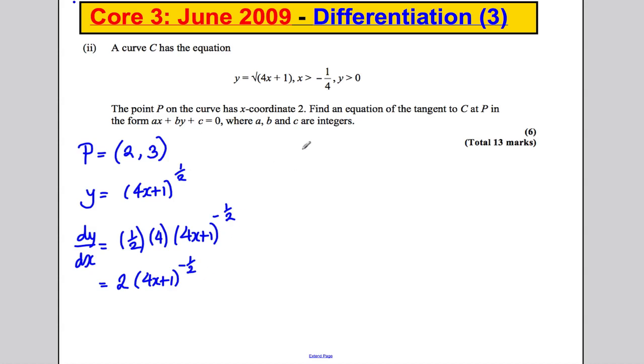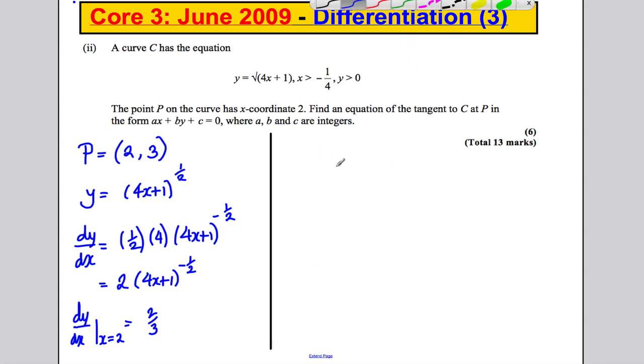Now you want the gradient at the point x is 2, so the next thing to do here is substitute in the value x is 2 into this differential here, and we would get ourselves 2/3. Typing that in your calculator. Okay, now you should keep working down the page. I'm just going to work beside it for now, but in an exam you should really work down the page.